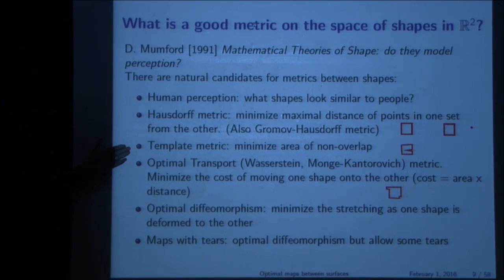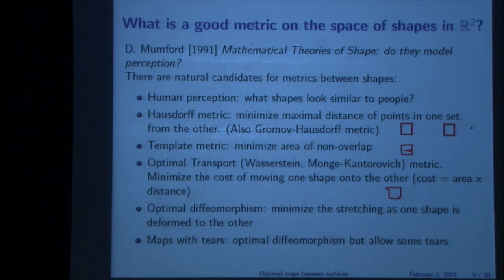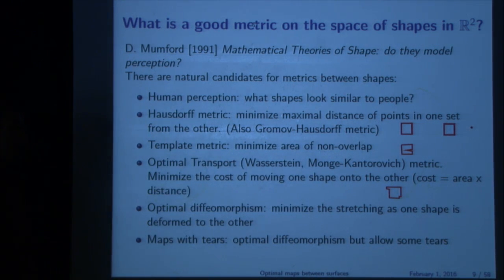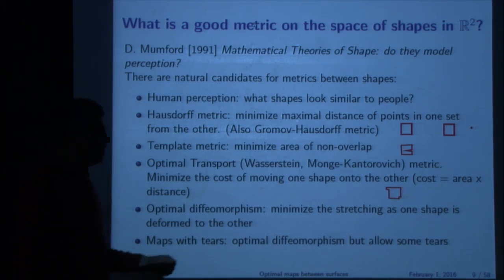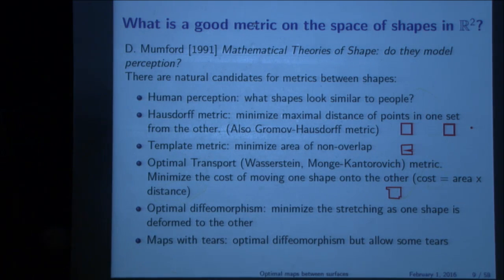One attempt to correct that was the template metric, where you measure the area of non-overlap after optimally aligning the surfaces. So that didn't get affected much by points, but it would, for example, show that this shape, which has a long gash in it of small area, is very similar to a square. That might or might not be something you want.